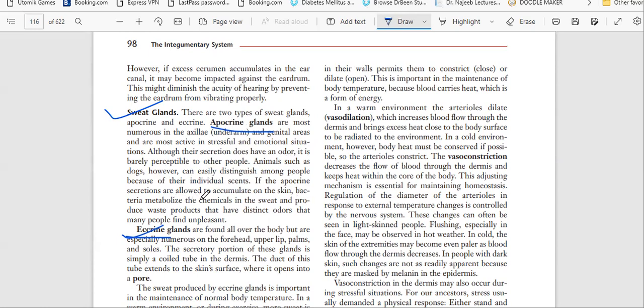If the apocrine secretions are allowed to accumulate on the skin, bacteria metabolize the chemicals in the sweat and produce waste products that have a distinct odor that many people find unpleasant. Why is this happening? Because these areas, like the genital area, do not have much exposure to the outer environment, so bacteria sit on that area. Whenever the sweat and the bacteria mix together, they produce a bad odor. This is the reason.